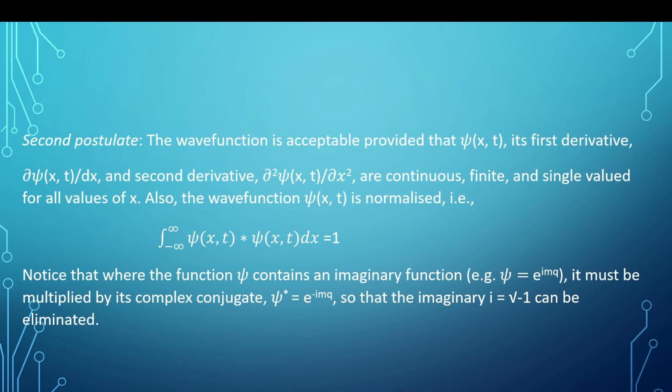Notice that where the function psi contains an imaginary function, that is psi equal to e raised power i n cube, like this, it must be multiplied by its complex conjugate psi star equal to e raised power minus i n cube, so that the imaginary i value can be eliminated. i is under root minus 1.